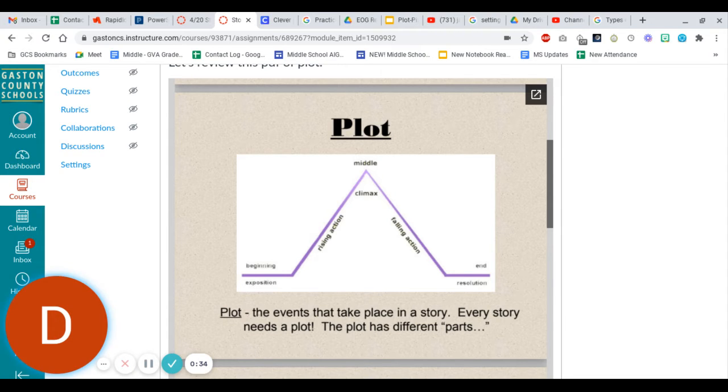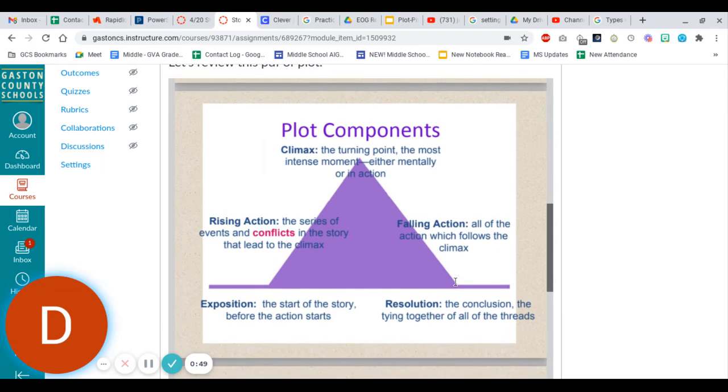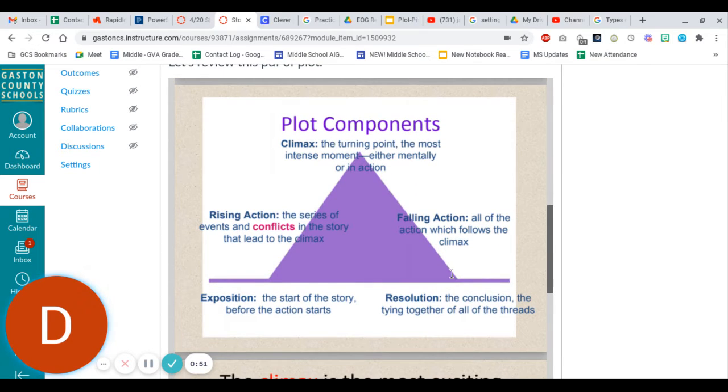The plot has different parts. Remember, we look at our plot map. The beginning is the exposition, then we have the rising action, our climax, our falling action, and our denouement or resolution at the end. So let's review really quick what each of these is. The exposition is the beginning of the story where they give us information about our characters and the setting.